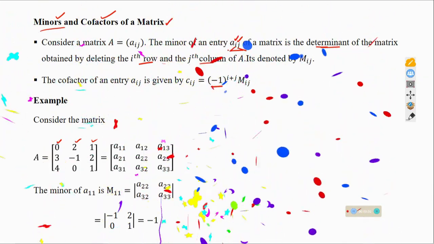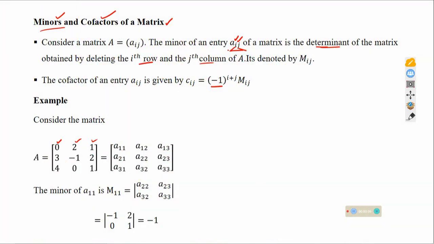Greetings, ladies and gentlemen. In the previous lecture, we looked at what we call the minors and cofactors of a given matrix. And basically, we said that if we are interested in the minor of an entry a_ij, then we look at the determinant of the matrix that will be obtained when we delete the ith row and the jth column of that given entry. And we can easily denote that with M_ij.